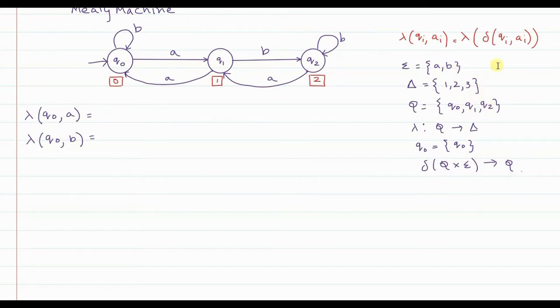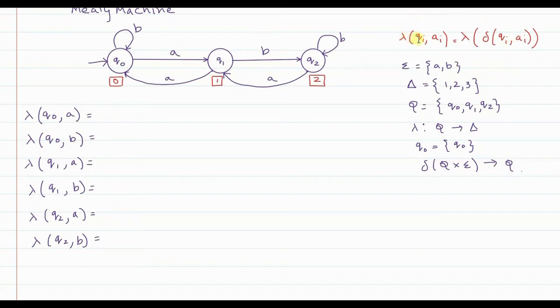So Q0 on A, Q0 on B. Then we will find lambda of the next state, that is Q1 on reading A, lambda of the same state Q1 on reading B, then lambda of the last state, that is Q2 on reading A, and lambda of Q2 on reading B. We are going to find each of these individually. Now let us use the formula and see.